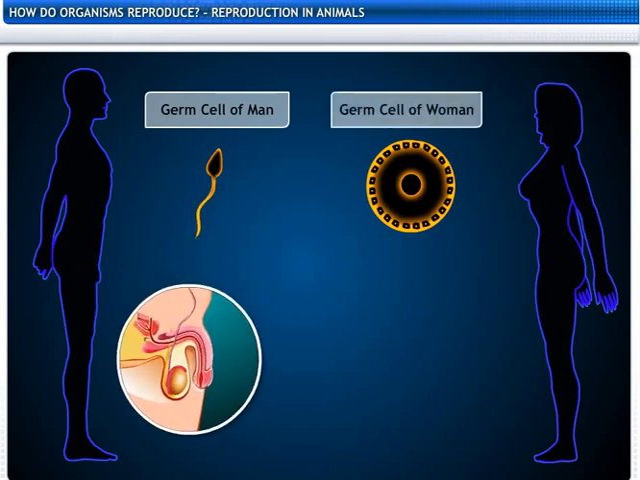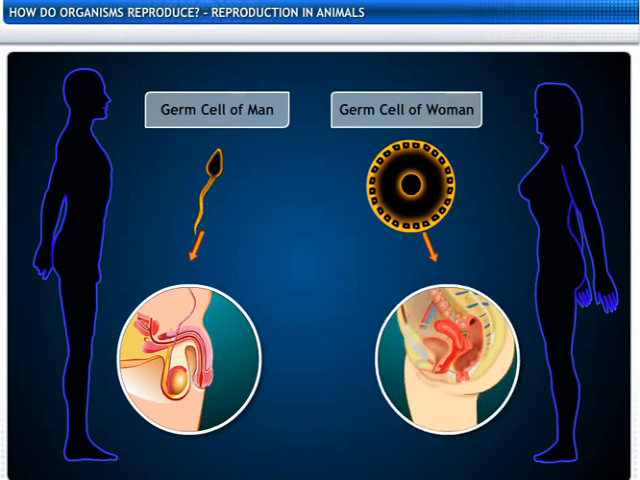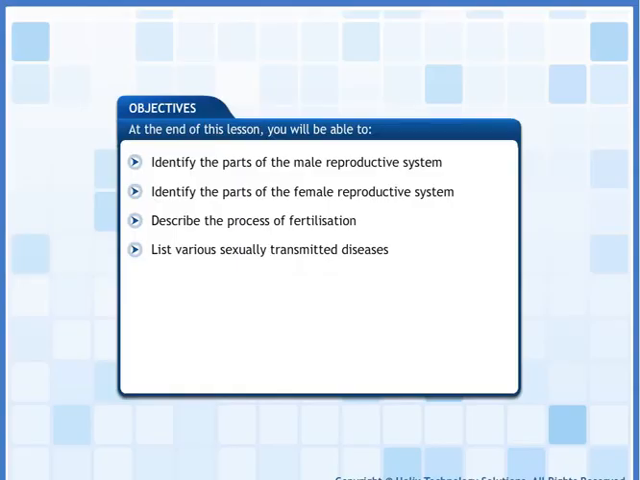This differentiation in germ cells needs the female and male reproductive organs to be different. This leads to dissimilarities in the bodies of male and female animals. This lesson describes the male and the female reproductive system in animals, specifically in human beings. It also explains the process of reproduction and the importance of reproductive health.